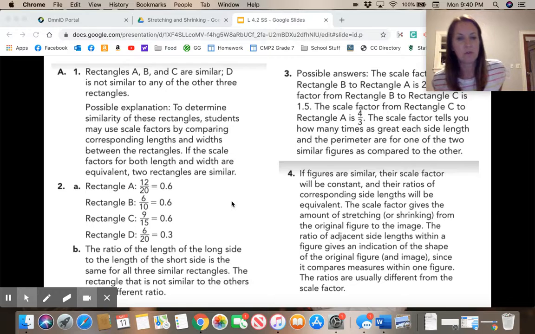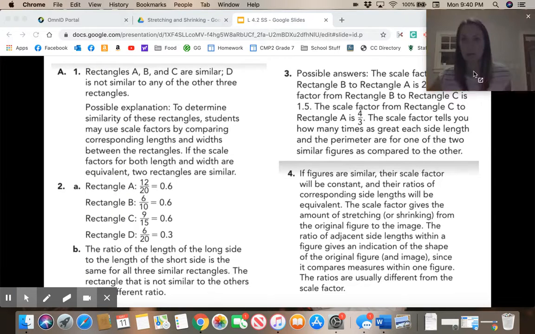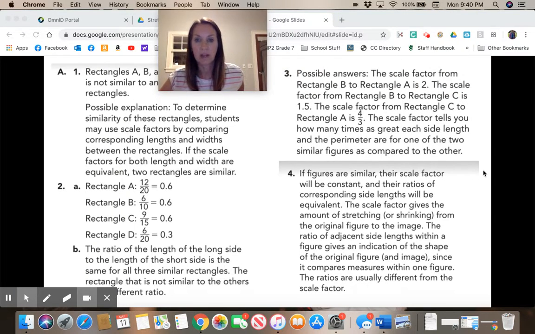So if you do have trouble determining whether the ratios are equal, you could go ahead and do some division and see if their decimal equivalents are the same. In question 2b, the ratio of the long side to the short side is the same for all three similar rectangles. The rectangle that is not similar has a different ratio. In A3, it says possible answers, so that means that there could be more than one answer for this. Or you might say something similar.